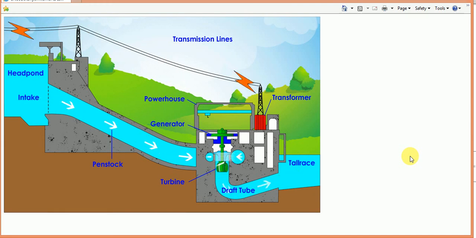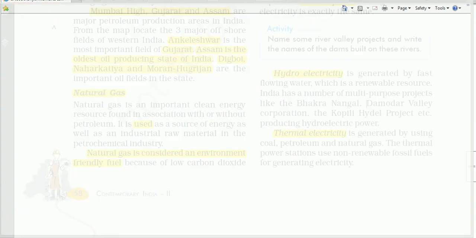Any question regarding this hydroelectricity, boys and girls? Any question regarding hydroelectricity? Okay, if you don't have, then let us proceed.